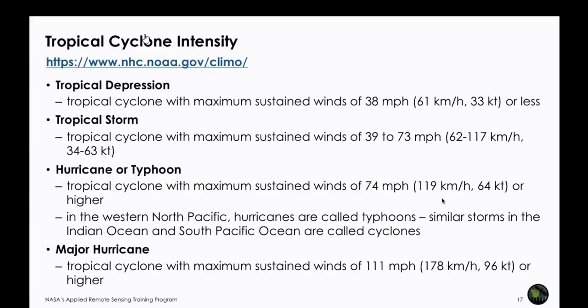And in the Western Pacific Ocean, the hurricanes are called typhoons, and they are very similarly defined storms. Major hurricanes or super typhoons have winds greater than 178 kilometers per hour. Sometimes typhoons above 150 kilometers per hour are also defined as super typhoons. So these are the basic categories that you will see based on the wind speed associated with the storm.